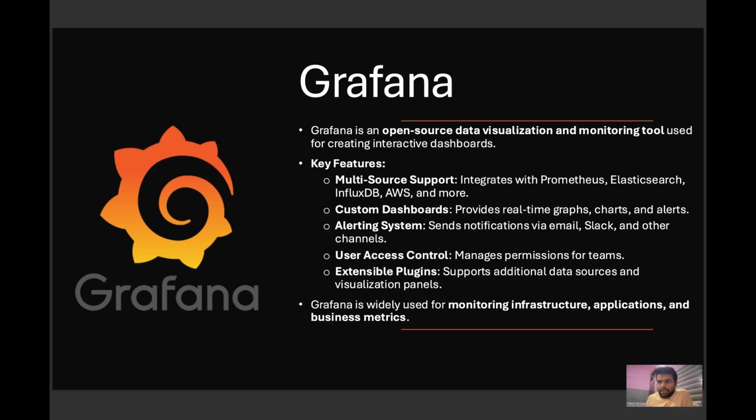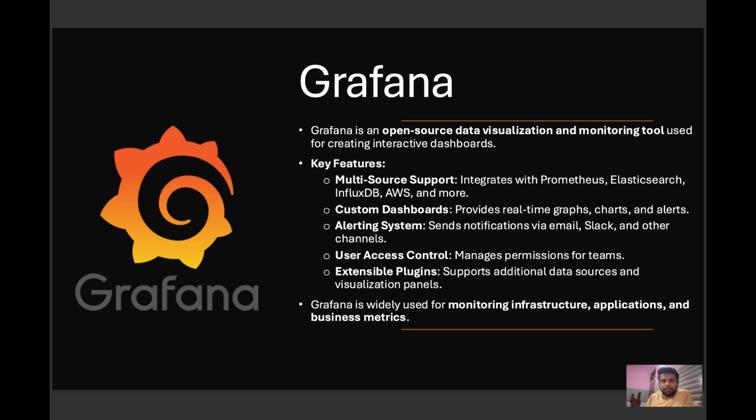And it has several key features as well, like multiple source support. It can support multiple sources. Key features of Grafana: multiple source support. It integrates with Prometheus, Elasticsearch, InfluxDB, AWS, and many other tools where you can log the data into Grafana, and it will create visualized, interactive dashboards, so that you can visualize those logs in a visual format.